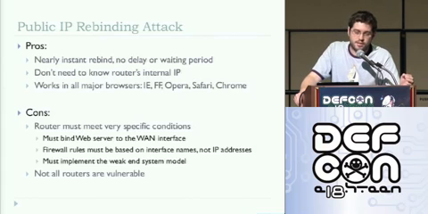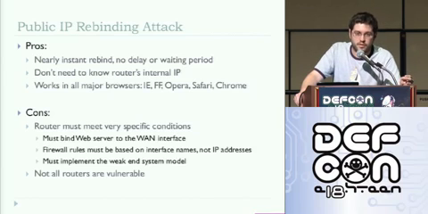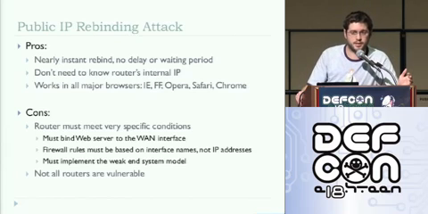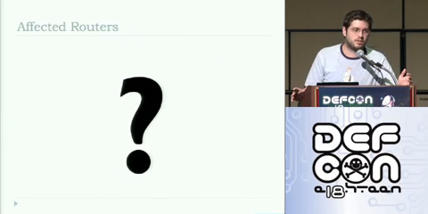But the downside is we have some very specific requirements for the router. So the router basically has to have three requirements. It has to bind its web service to the WAN interface. The firewall rules have to be based on interface name or some other configuration that basically does the same thing. And it has to implement the weak end system model in its underlying IP stack. So not all routers are going to be vulnerable to this. I went ahead and tested 30 routers. It worked against 17 of them.